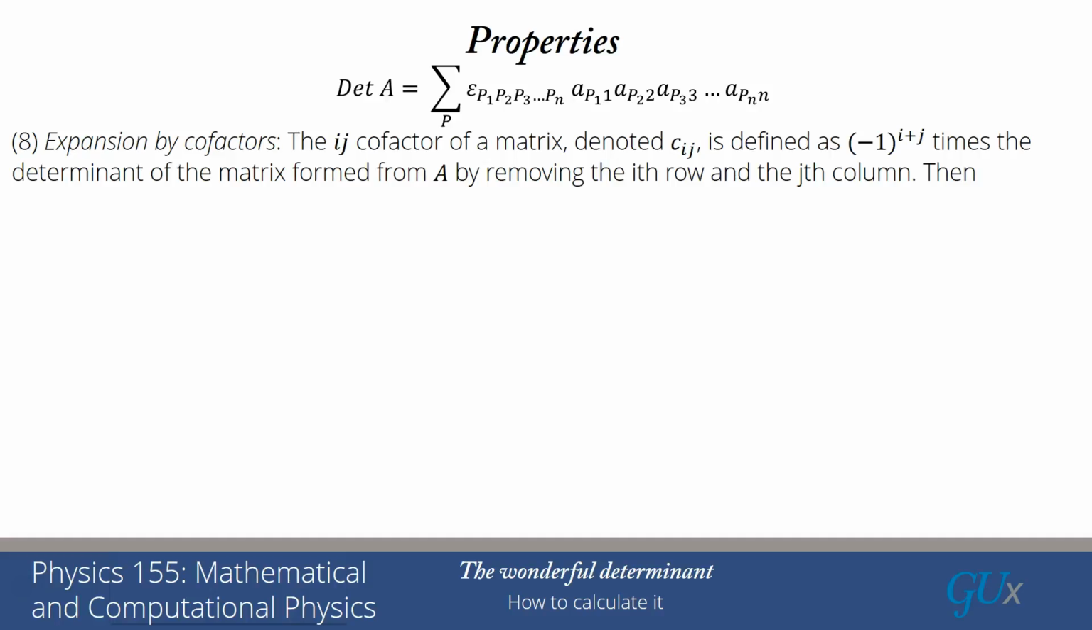Whenever I do this, I actually like to draw a line through the ith row and the jth column, and then I just pack everything back together in such a way that I have a matrix that now has a dimension of n minus 1 by n minus 1 if I started with an n by n matrix.